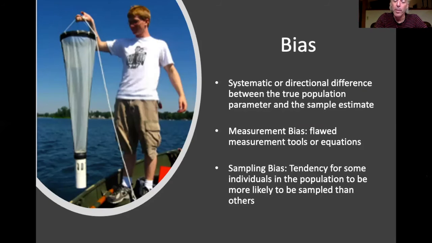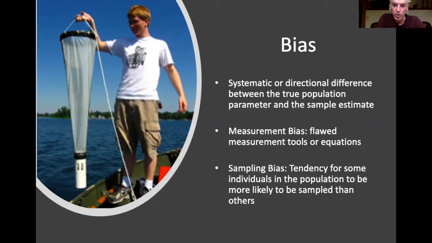The third property of samples that we'll talk about today is called bias. Whereas random differences between sample estimates and population parameters is referred to as sampling error, consistent differences between the population parameter and our sample estimate is referred to as bias. That is, consistently underestimating or overestimating what the true population parameter is.